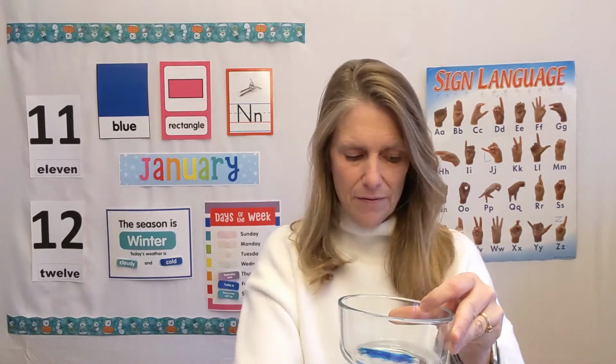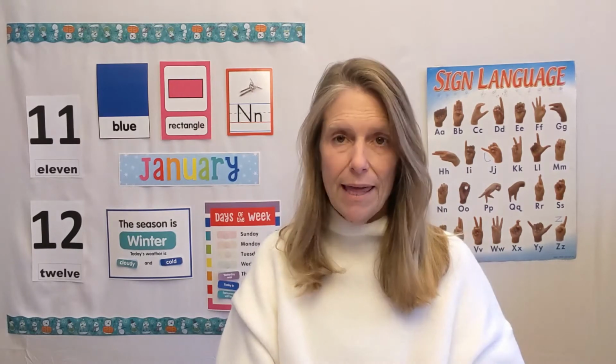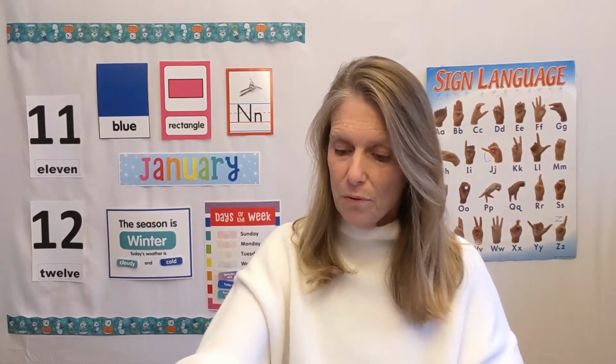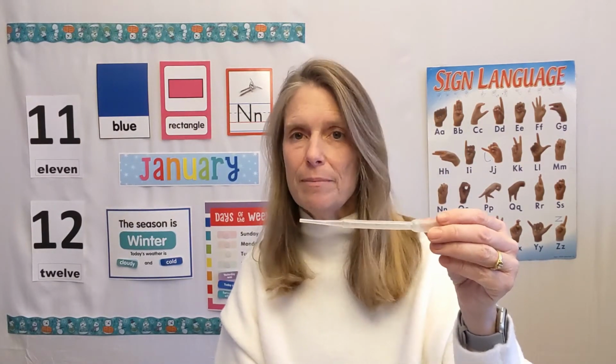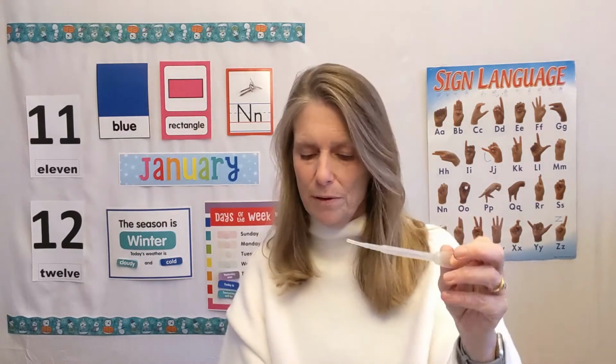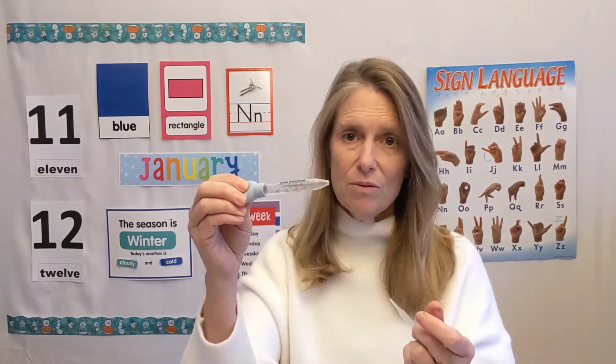And then I have something called a pipette. You might not have that at home, but you might have a medicine dropper that your grown-up will let you use. So I actually have both of those here. This is a pipette. It's like a turkey baster. If your mom or dad has one of those, your grown-up has one of those. This is a medicine dropper. You can use either thing.